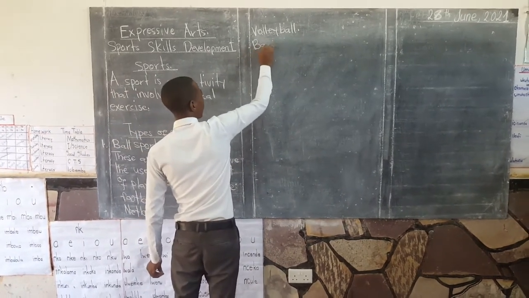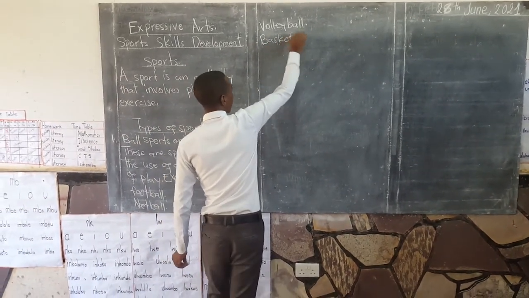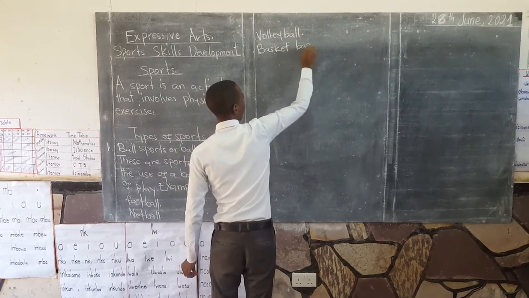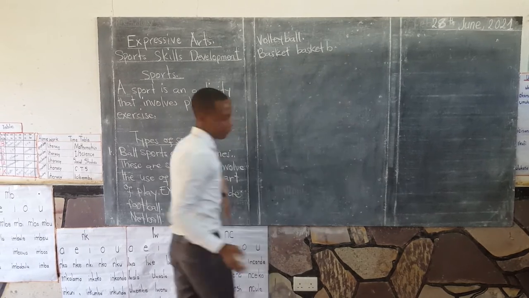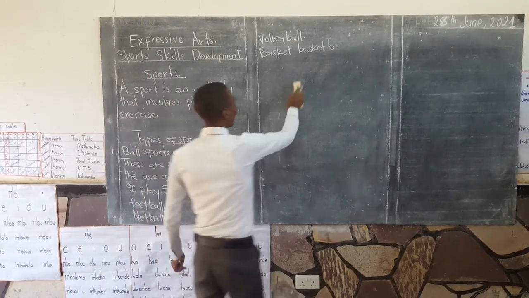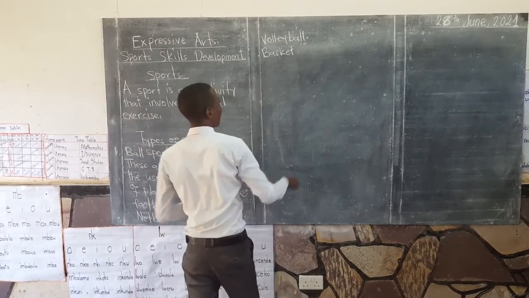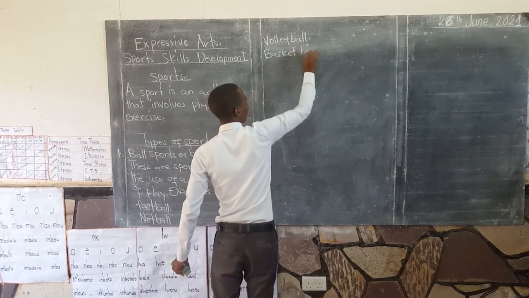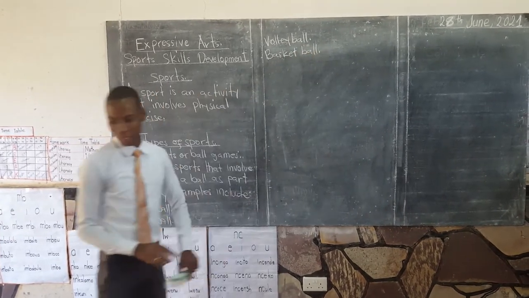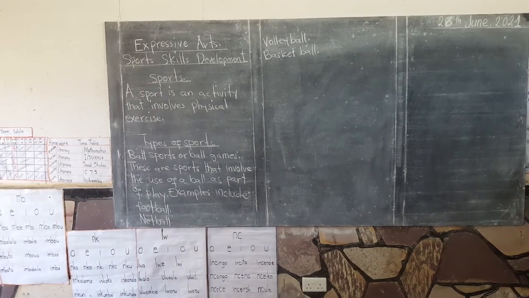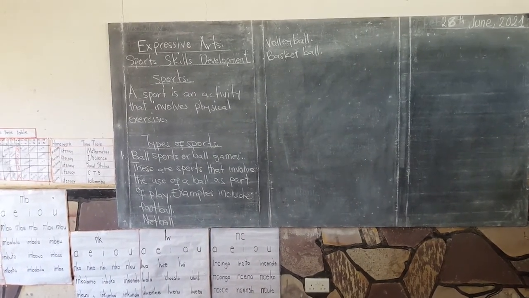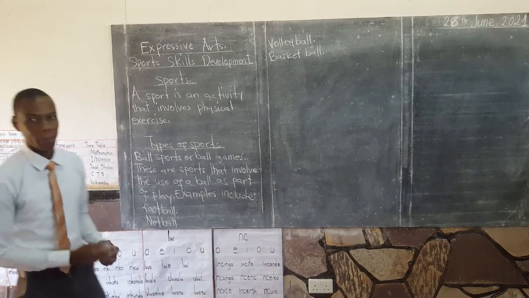Last but not the least is basketball. Oh no, I've written double basket. It is supposed to be basketball. Basketball as well is a ball game.